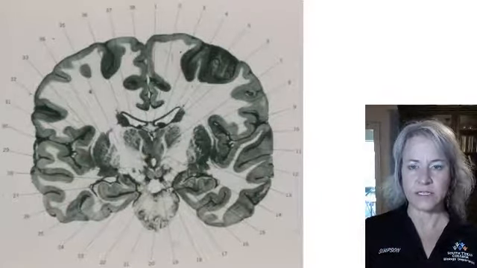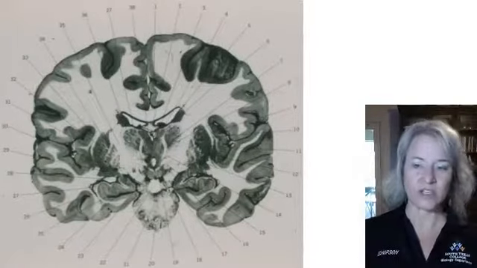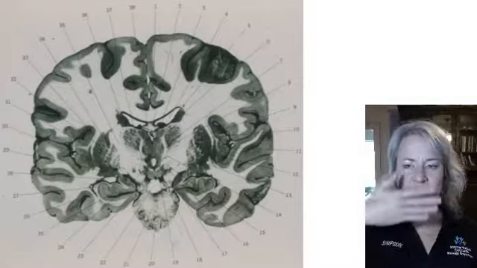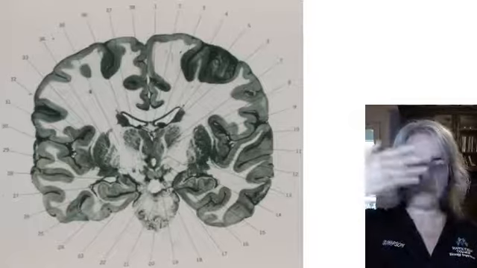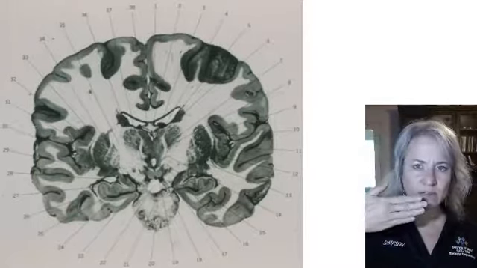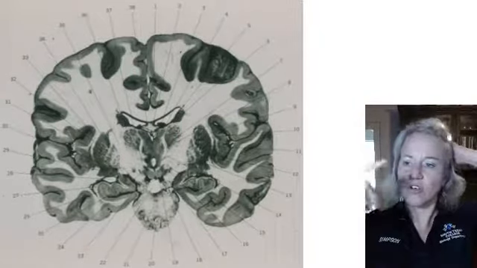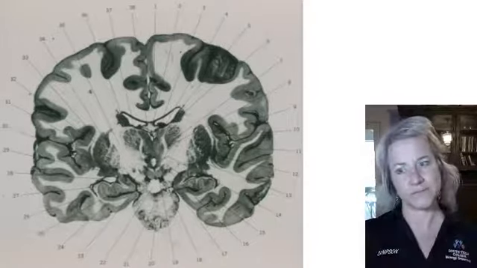Now this is another type of section. What type of section is this? So we've cut the brain in such a way that you can see it's divided into anterior and posterior parts. So what type of section is this? You're separating it into anterior and posterior parts.